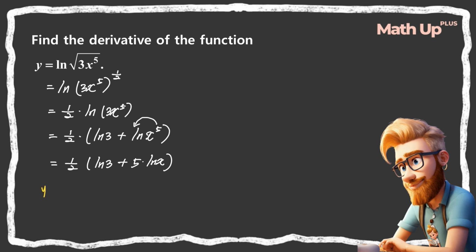Now let's find the derivative of this function. So 1/2 is multiplied here, so leave this number alone. This is a constant, right? So the derivative of a constant is 0, plus 5 is multiplied, so leave 5 alone, times the derivative of natural log x, that's 1 over x. So if we simplify this, that's going to be 5 over 2x.